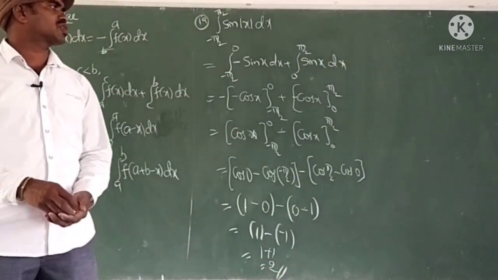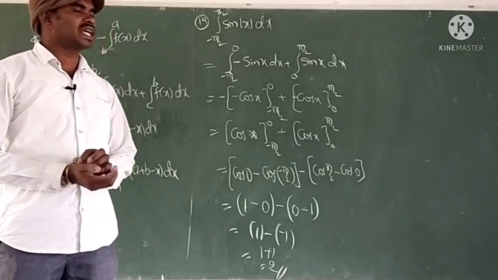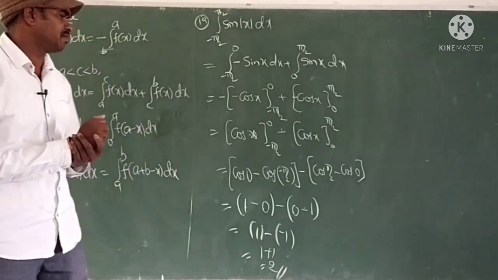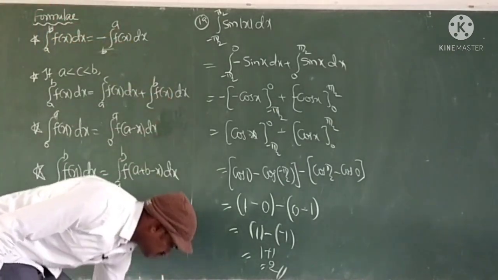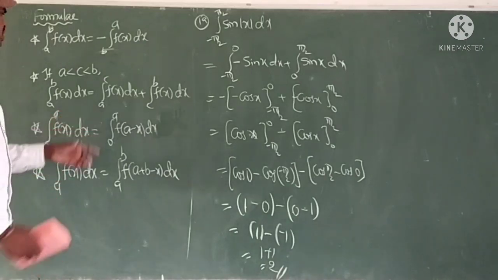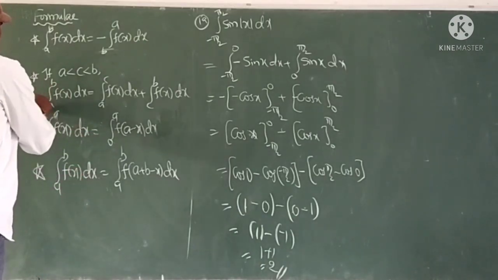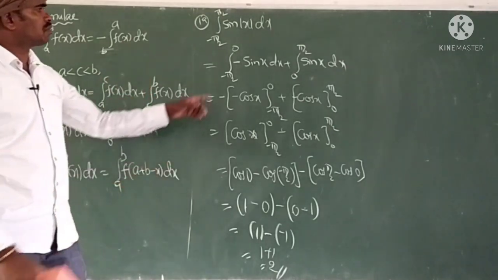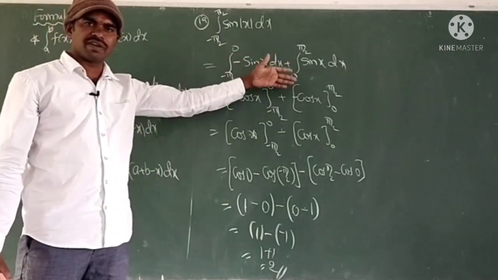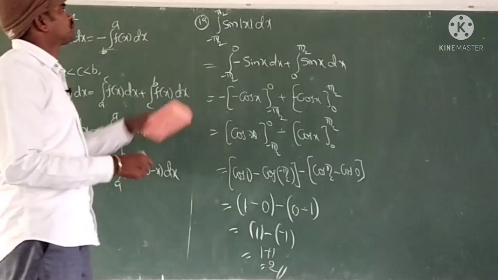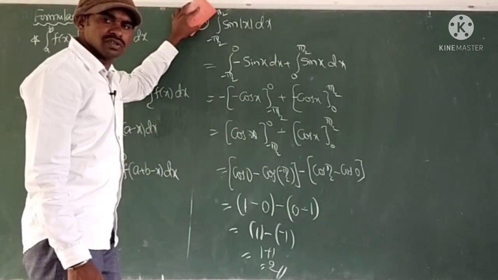So the last 2 marks question will be the 20th. Any doubt? You can put it in the comment box. This formula we used here: integral A to B of f of x dx equals A to C of f of x dx plus C to B, with C being 0 between minus pi by 2 and pi by 2. In the previous question also we used that formula.